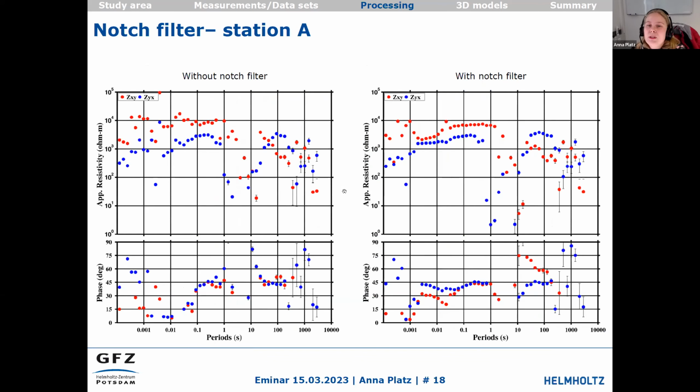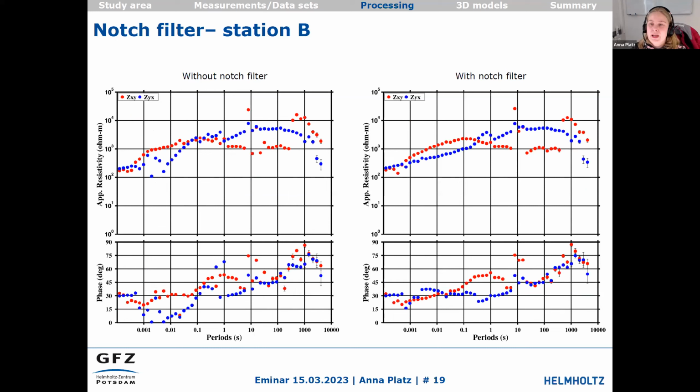And I apply these notch filters also for our station A. And on the left-hand side, you see now the best results which we had so far, meaning that we have our robust single-site processing and the coherence threshold. And on the right-hand side, we now also applied the notch filters, in addition to remove the 16.7 and 50 Hertz signal as well as the harmonics. And you see that we really could improve the corresponding frequency range for the apparent resistivity, but also for the phases.